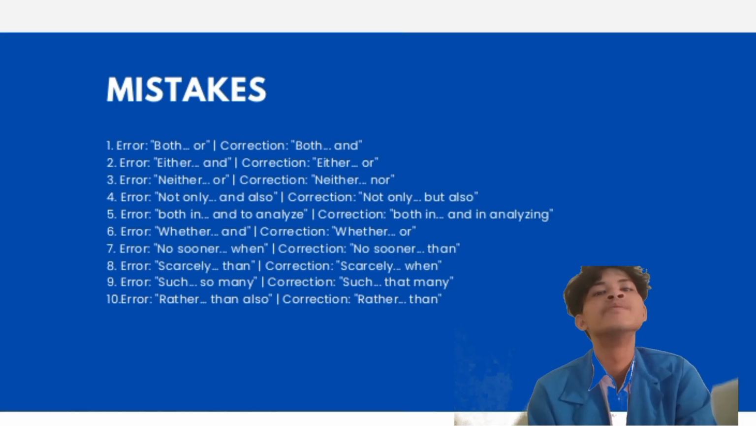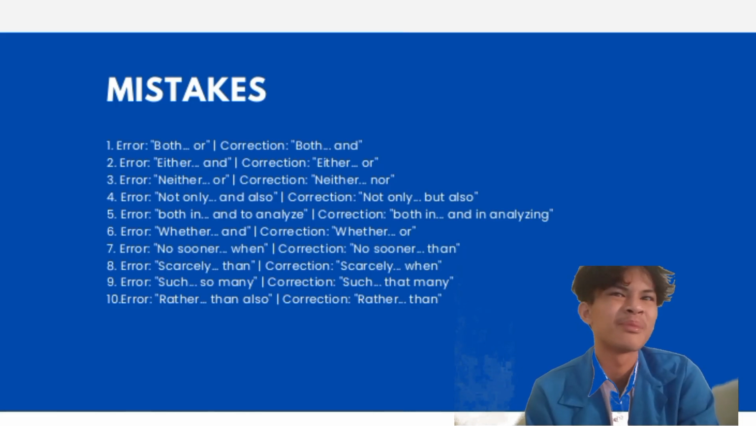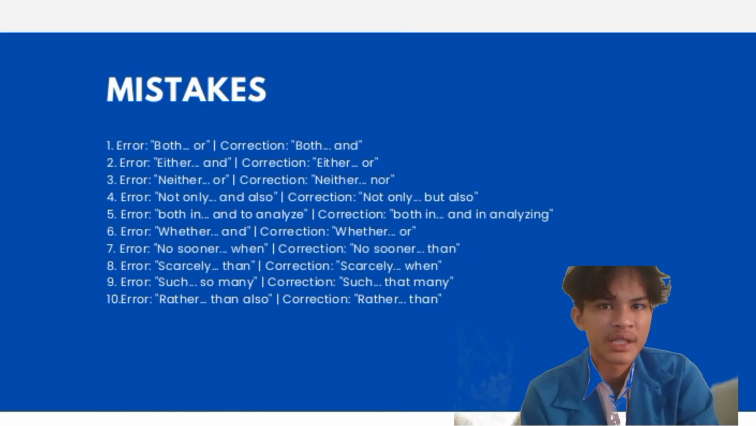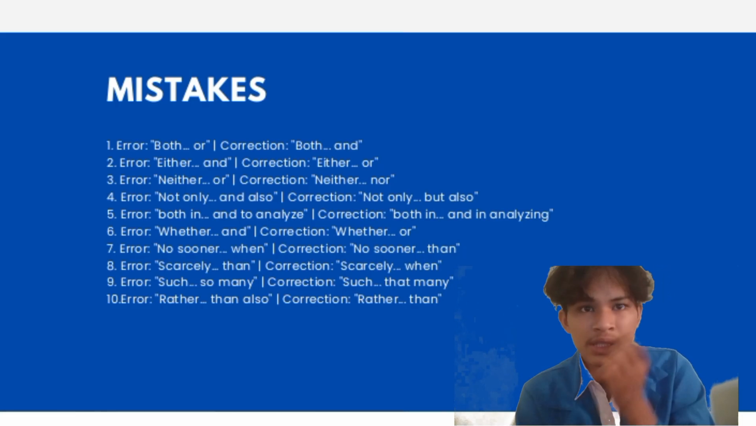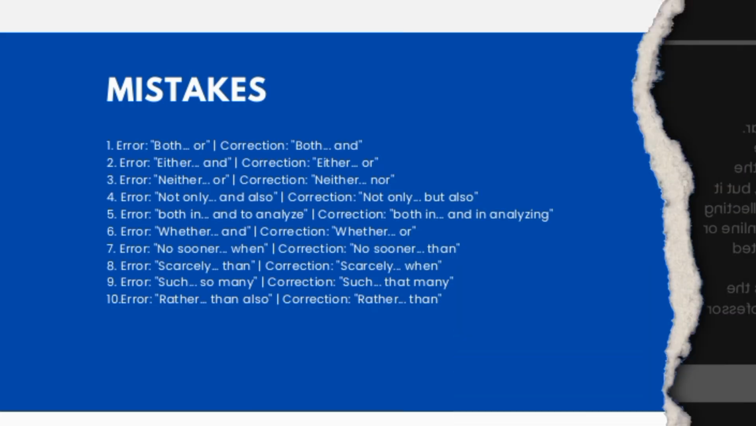Number 9, such so many. The correction is such that many. Number 10, error, the rather than also, and the correction is rather than.